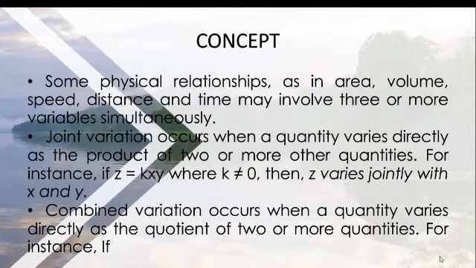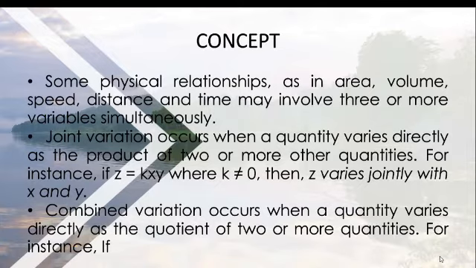Concepts for this lesson are the following. Some physical relationships, as in area, volume, speed, distance, and time, may involve 3 or more variables simultaneously. Joint variation is almost the same as direct variation. Joint variation occurs when a quantity varies directly as the product of 2 or more other quantities. The difference is that we use more than 2 variables here, unlike direct variation, which is a relationship of only 2 variables.